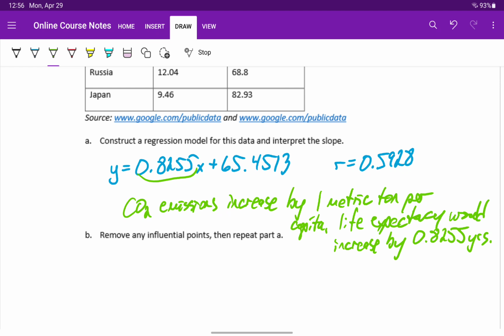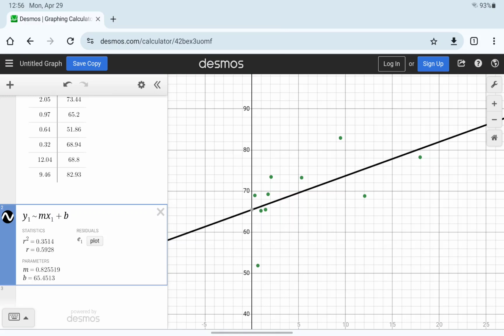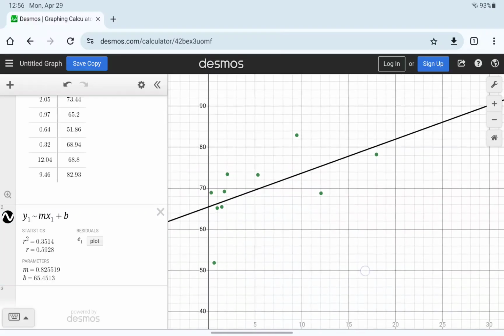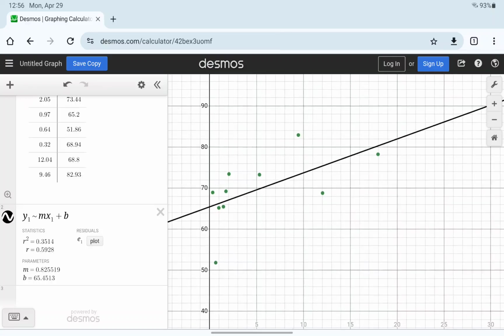Now what we want to do is go back to that data, back to that scatter plot, and identify any influential points. We can see a few. One, for instance, at 0.64, 51.86, this low hanging point that's very close to the y-axis. That's Nigeria's CO2 emissions and life expectancy.